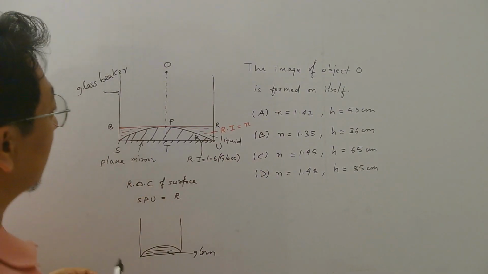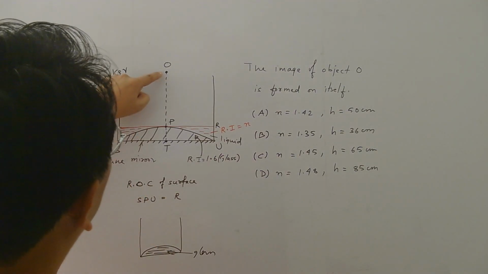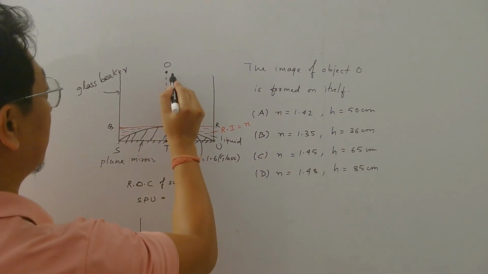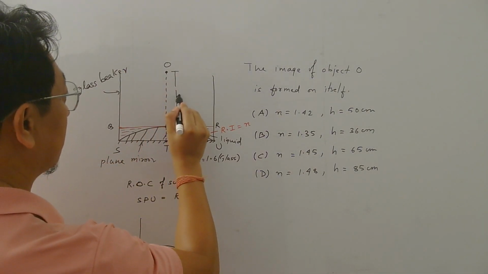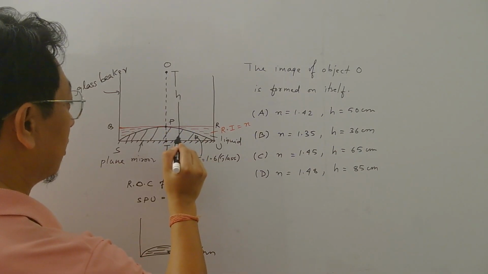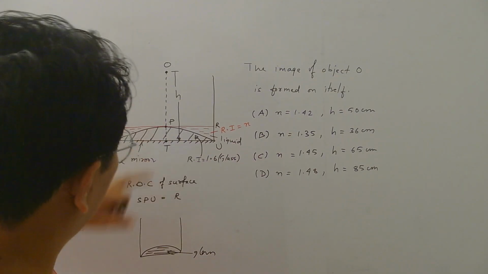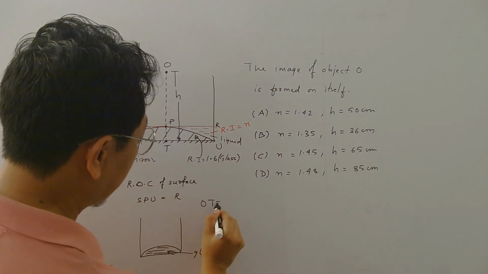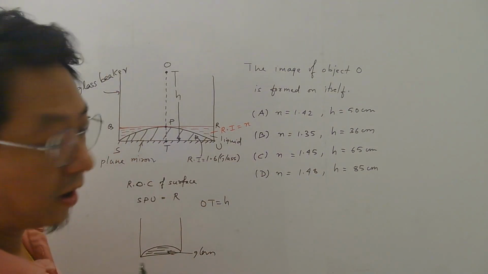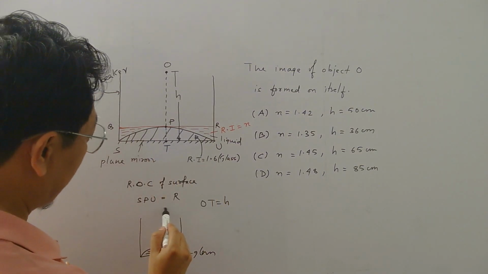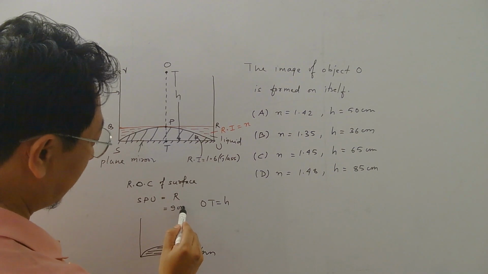An object is kept at a distance of h. This height is given as h from the bottom of the beaker. So from O to T, this height is given as h. And the radius of curvature of this curved surface is given as 9 centimeter.